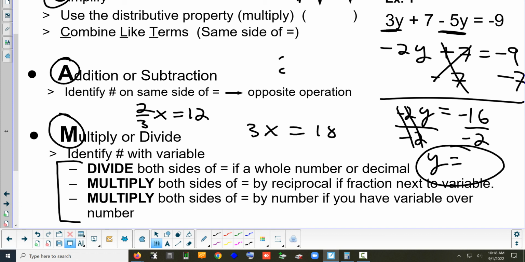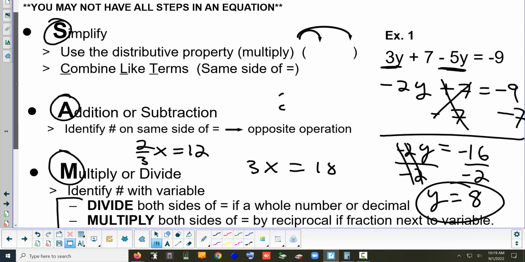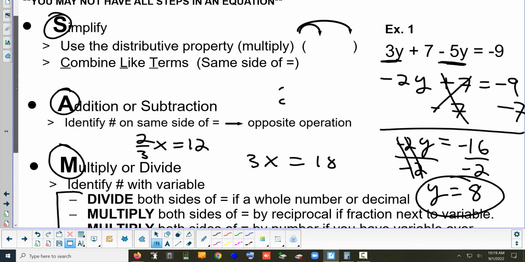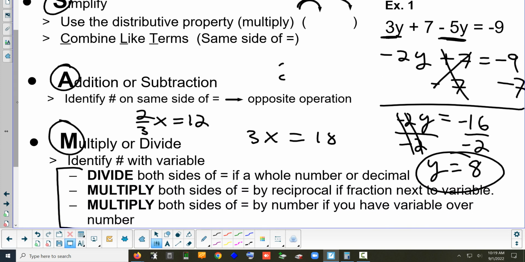And negative 16 divided by negative 2. What's a negative divided by a negative? Positive. And 16 divided by 2? 8. Good job. So we get y equals 8. That one didn't specifically say to check it, so I'm not going to worry about checking that. Any question on example 1 or 2?